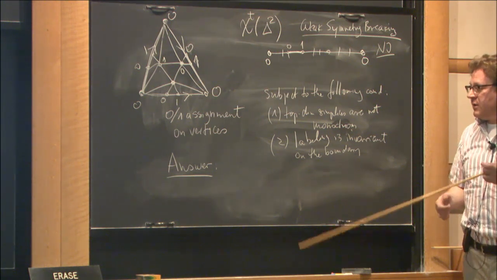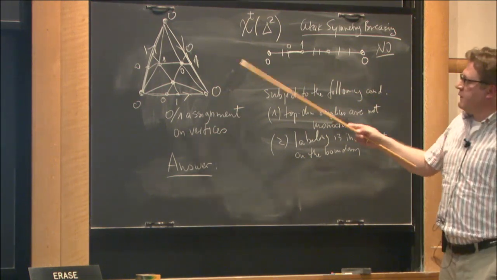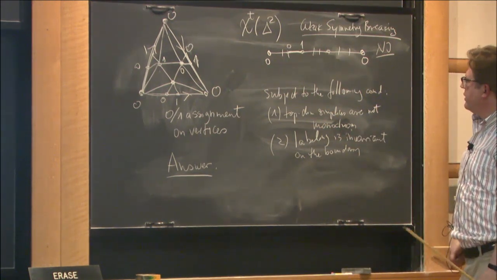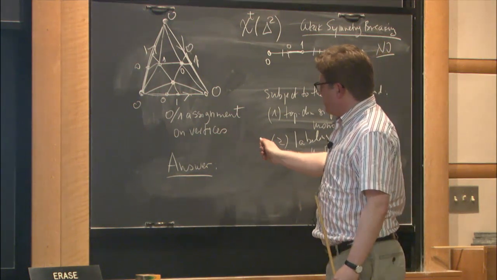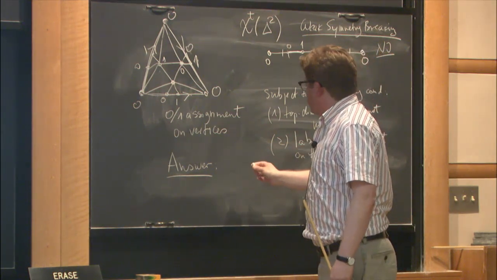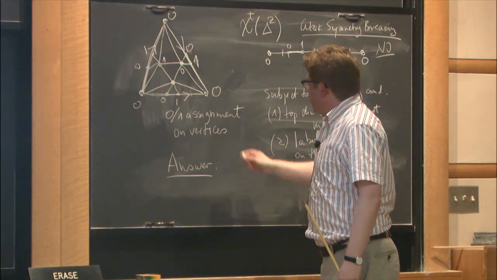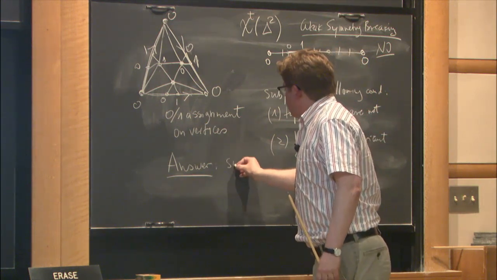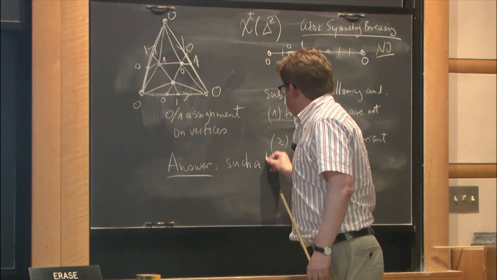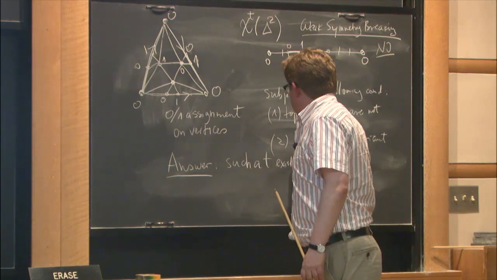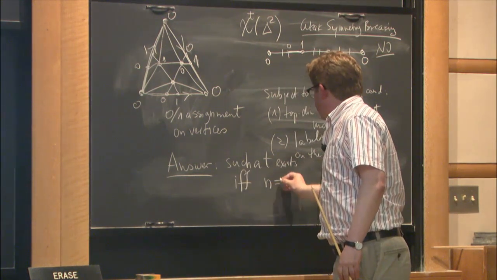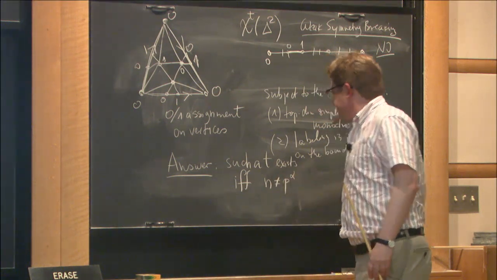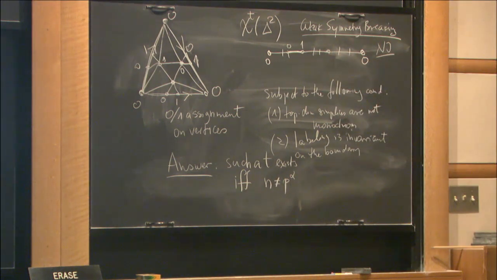Actually, everybody believed for a long time that you can never break the symmetry. But then two researchers, Castañeda and Rajsbaum, showed that you can actually do it if the number is not a prime power. So the answer is such a T exists if and only if the number of processes is not a prime power. This is the answer.